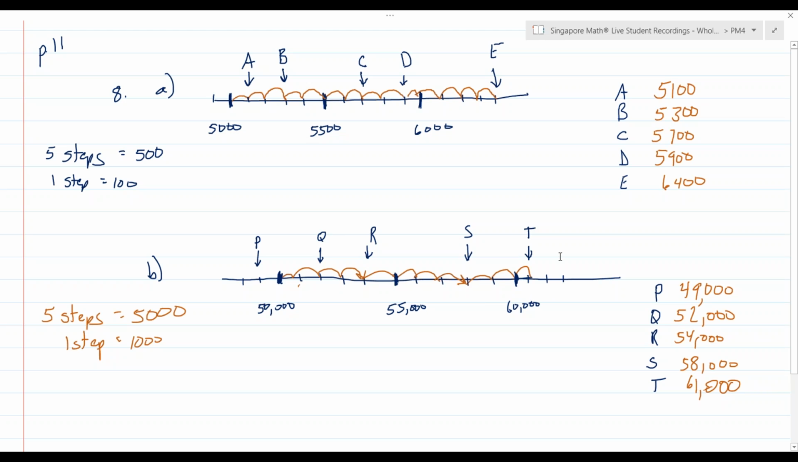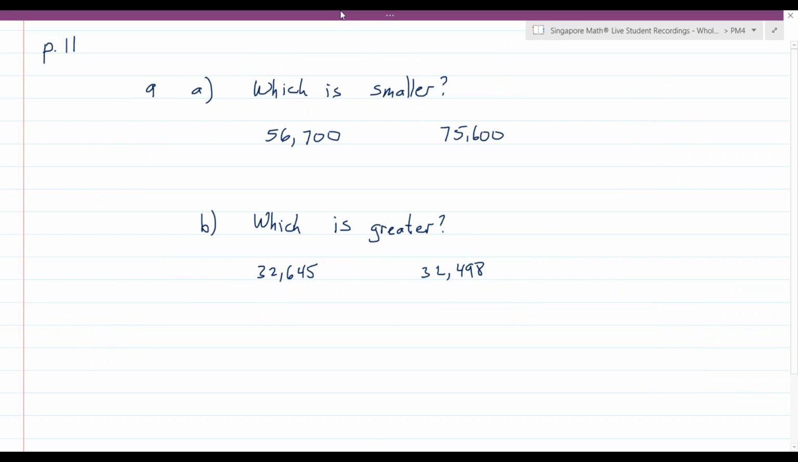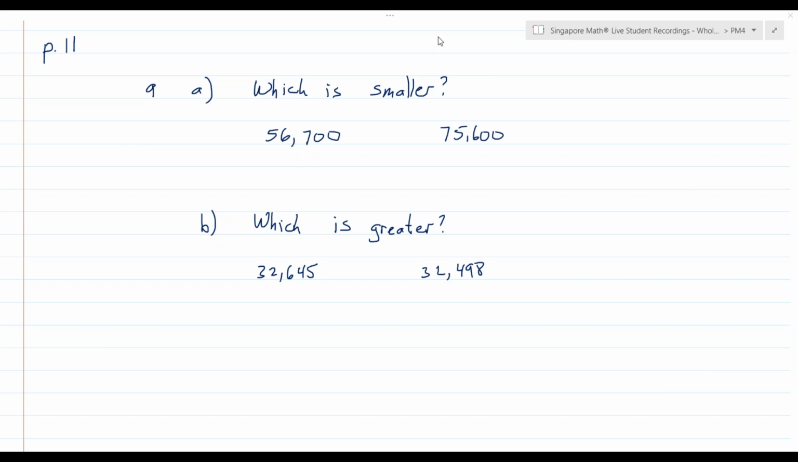Good idea to think about it in terms of steps and how many there are. All right, number 9 wants to talk about which number is smaller, 56,700 or 75,600. If you think of this as being 5 10,000s and this is 7 10,000s, then really quickly we can find that the smaller one is the one that has 5 10,000s. I don't care what else it has.